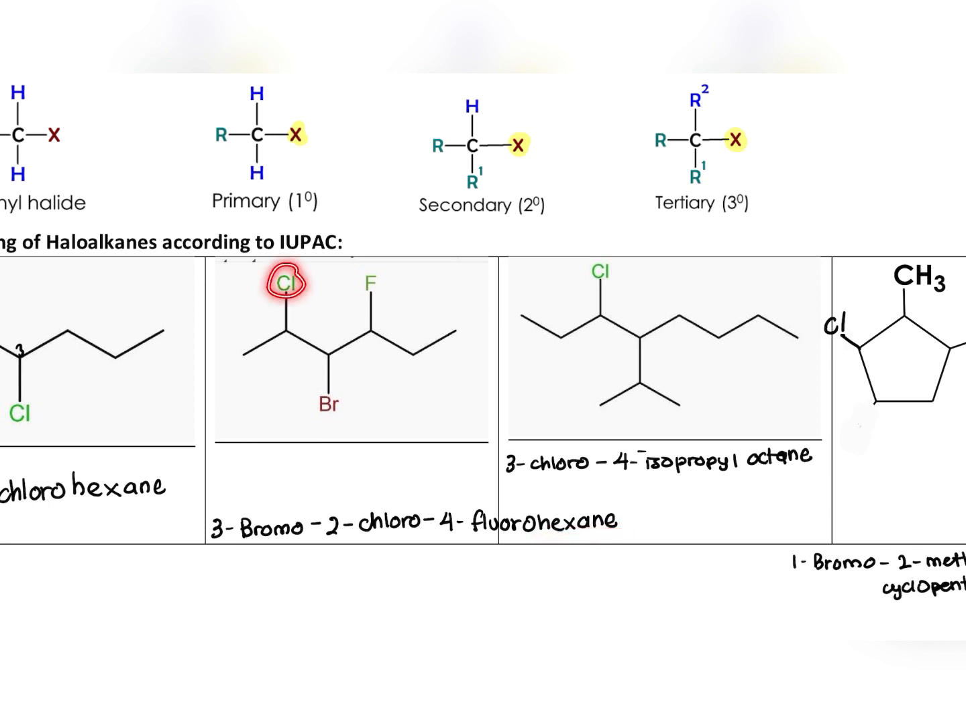And you have 3 substituents. Okay, chlorine, bromine and fluorine as substituents. So the positions are 2, 3, 4. And you need to arrange them according to alphabet. Okay, so it will be 3-bromo, 2-chloro, and 4-fluorohexane.